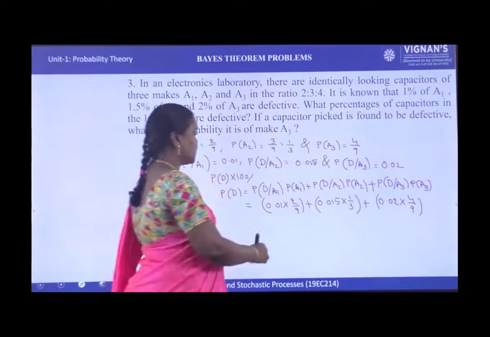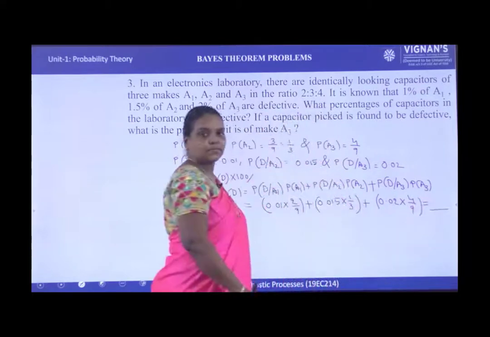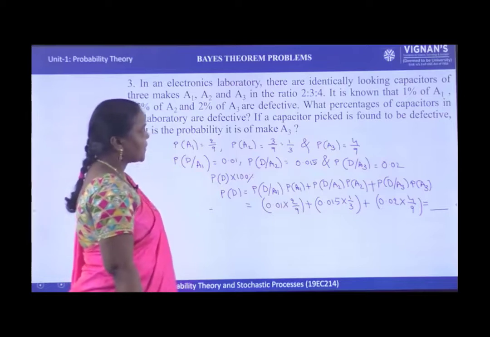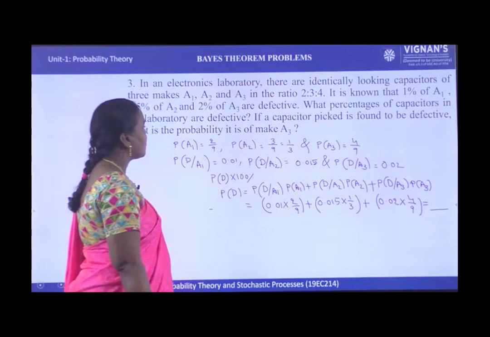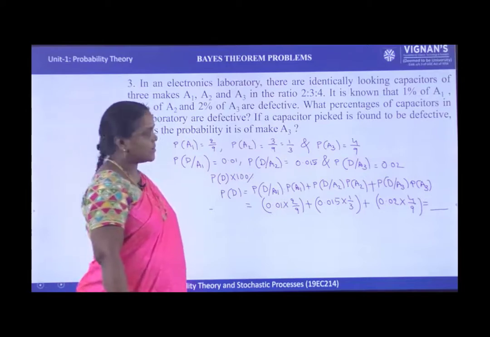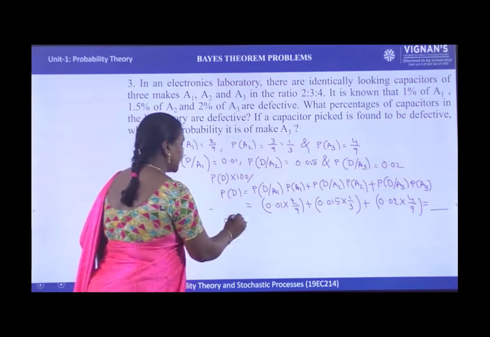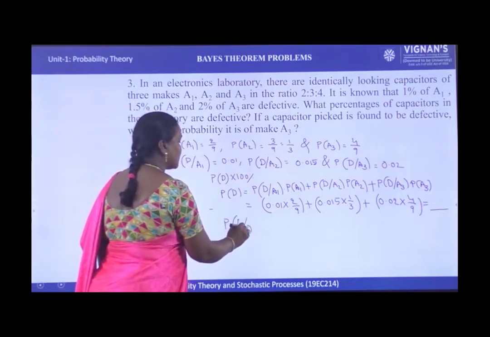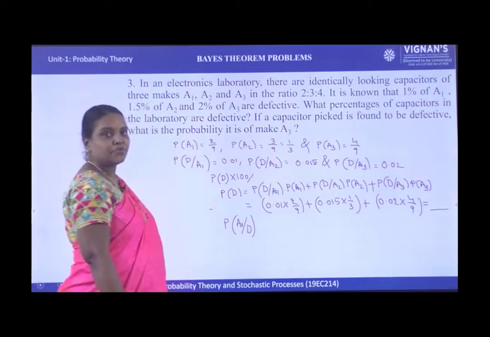Okay. So if you solve this, you will get P of D. Okay. And next, if a capacitor picked is found to be defective, what is the probability it is of make A3? That is, the condition is already it is defective. What is the probability it is make 3?